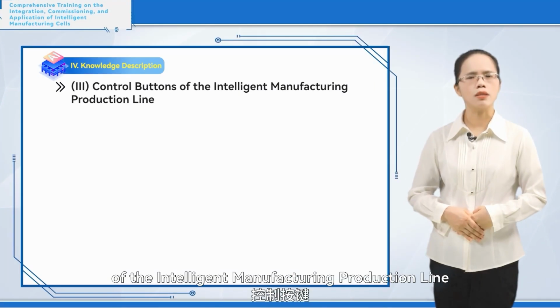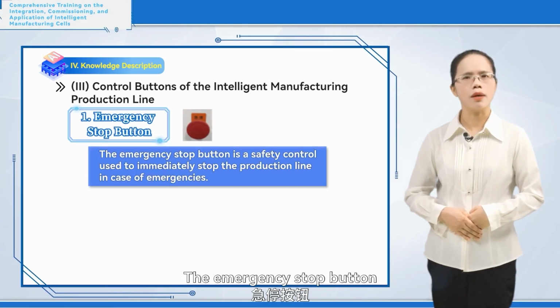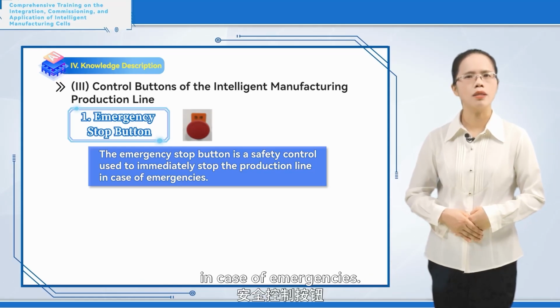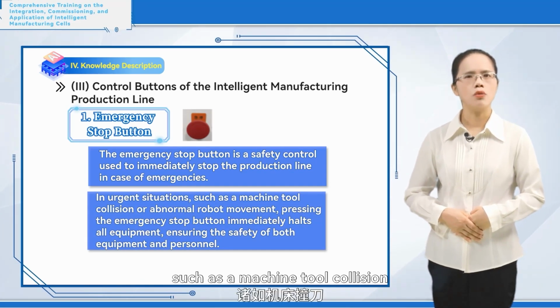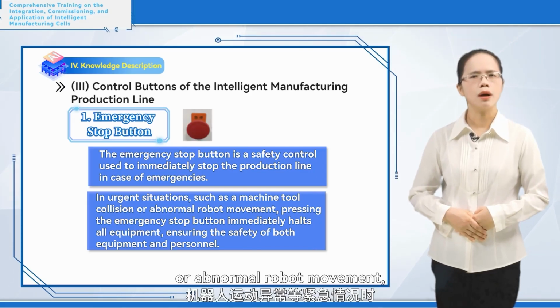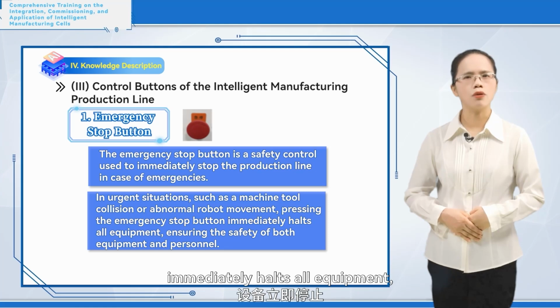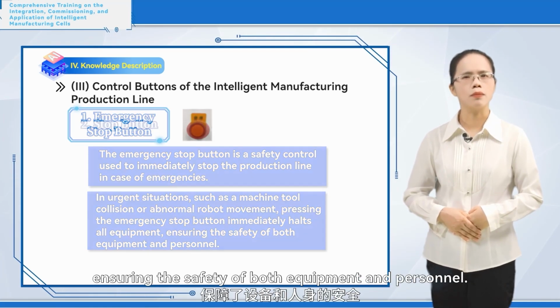3. Control buttons of the intelligent manufacturing production line. 1. Emergency stop button. The emergency stop button is a safety control used to immediately stop the production line in case of emergencies. In urgent situations, such as a machine tool collision or abnormal robot movement, pressing the emergency stop button immediately halts all equipment, ensuring the safety of both equipment and personnel.